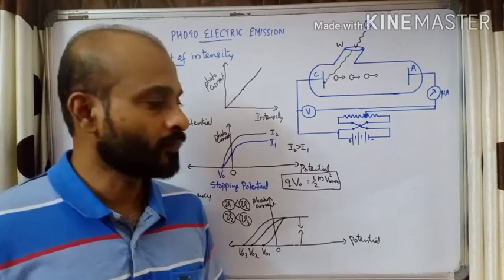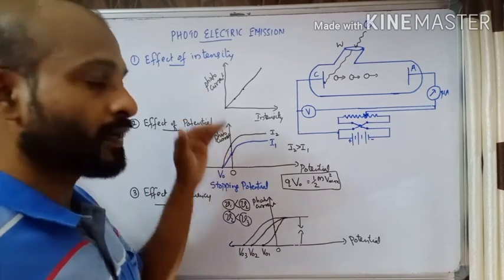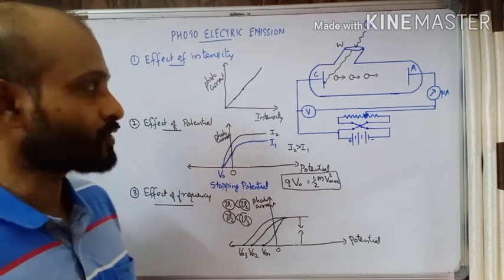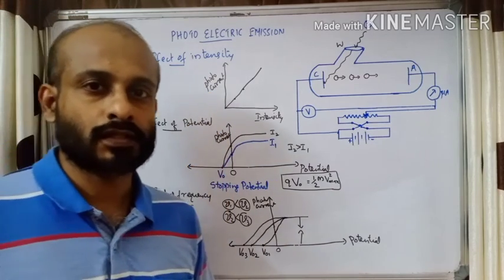So that's about photoelectric emission and the different graphs. We have seen the variation with the intensity, variation with the potential, and variation with the frequency.